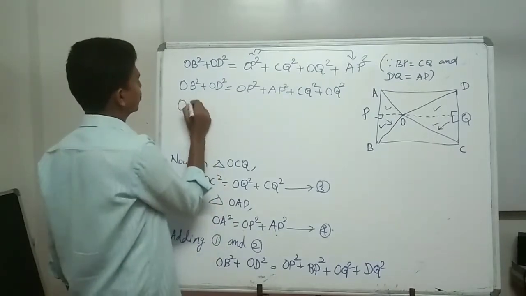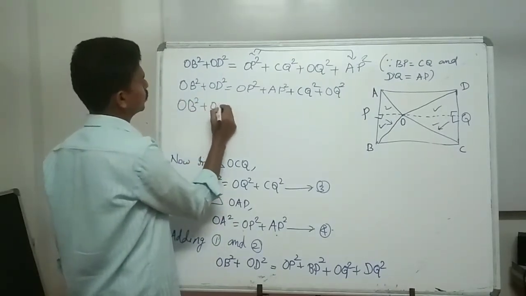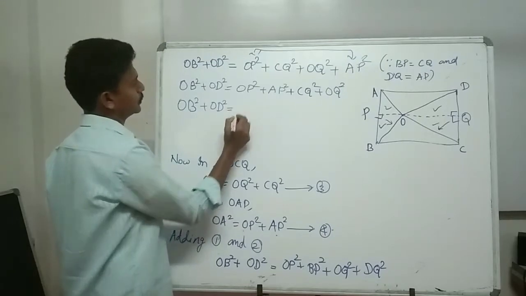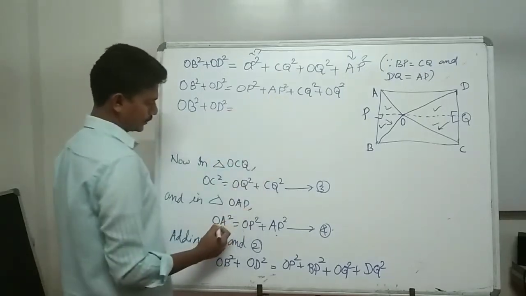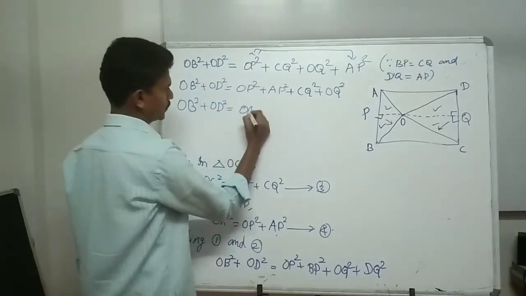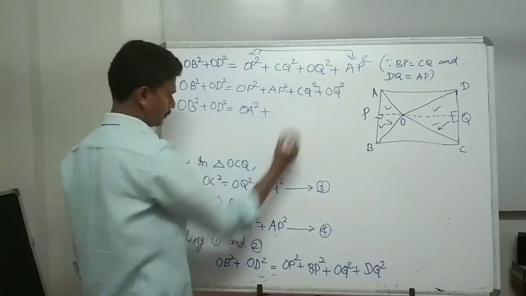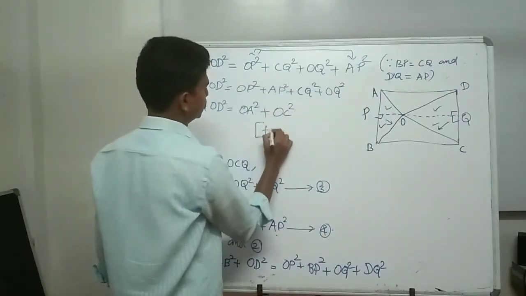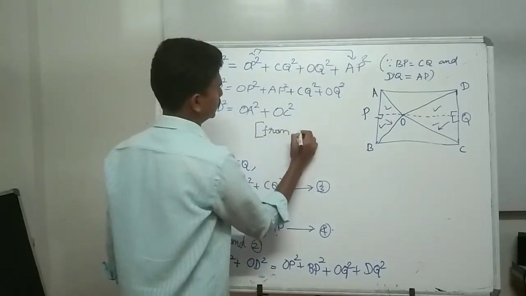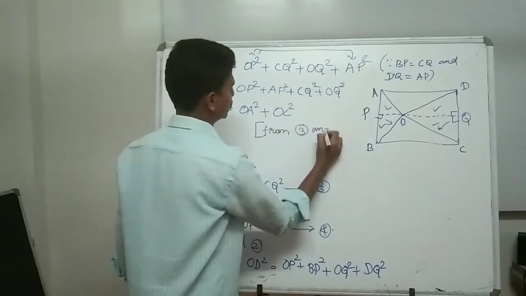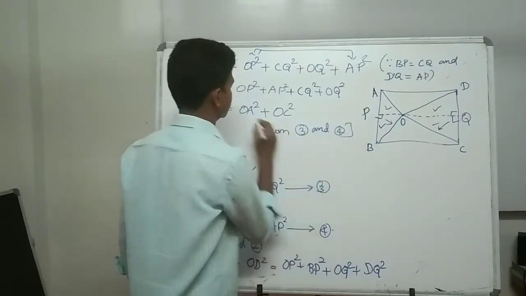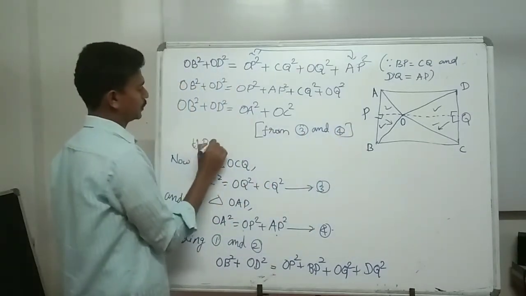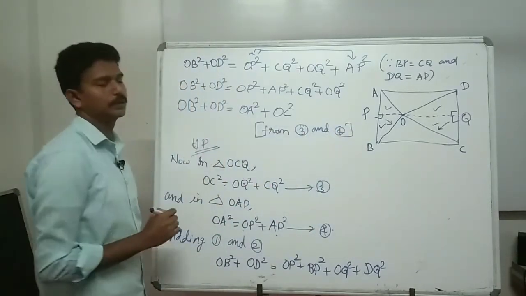We can write OB square plus OD square is equal to, in place of this we can substitute OA square, plus, in place of this we can substitute OC square. So this is from equation 3 and 4, we got this answer. This is what we have to prove, hence proved.